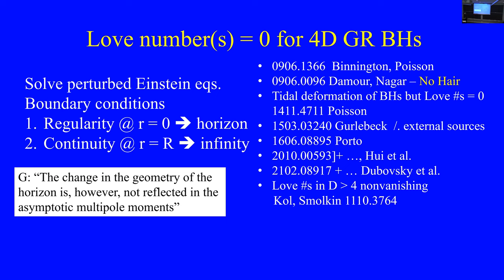Okay, so now, the thing is that with a star, typically what you do is you solve the perturbation equation on a compact object, and the boundary conditions that you put are regularity at zero and continuity at the surface. But with black holes, you can't do that. So you replace these two boundary conditions by other boundary conditions on the horizon and at infinity.